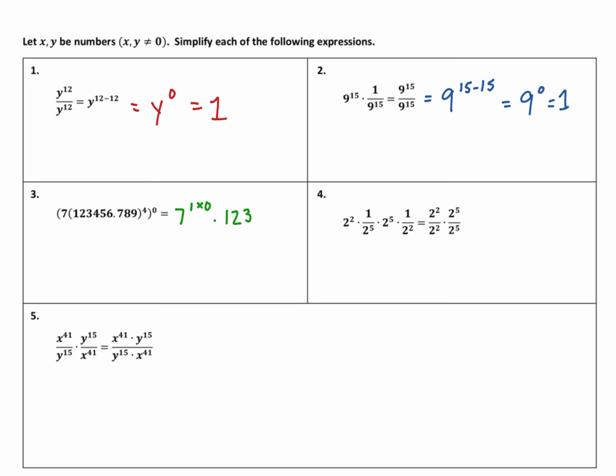And 123,456.789 is to the 4th power, which is being multiplied by the 0 power. For 7, 1 times 0 is 0, and for 123,456.789, 4 times 0 is also 0. 7 to the 0 is 1, and 123,456.789 to the 0 power is also 1, and 1 times 1 is just 1.